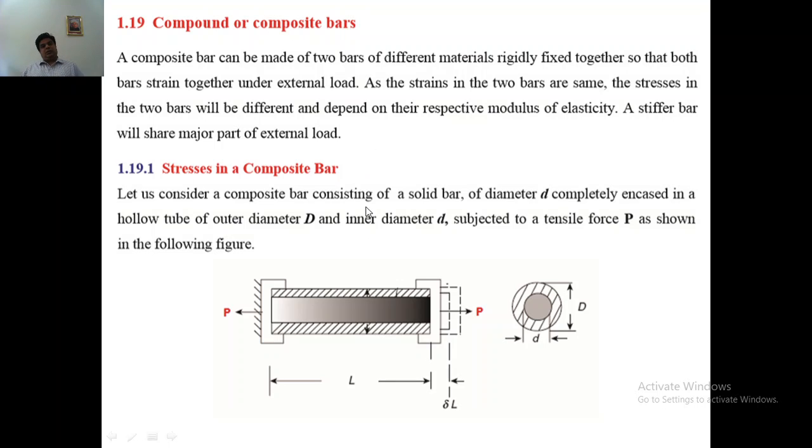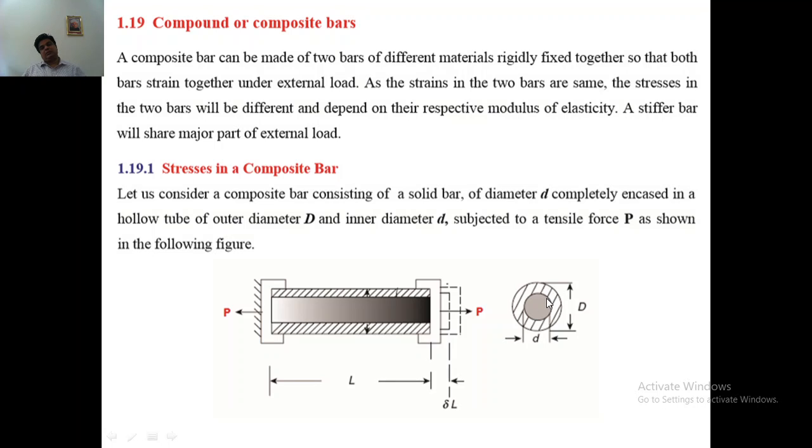So here you can see a composite bar, the sectional view, and this is the side view. We have a solid bar inside, and outside it is enveloped, covered with a hollow bar. These two are made of different materials, and usually when the materials differ, their properties, particularly stiffness or Young's modulus, also differ.